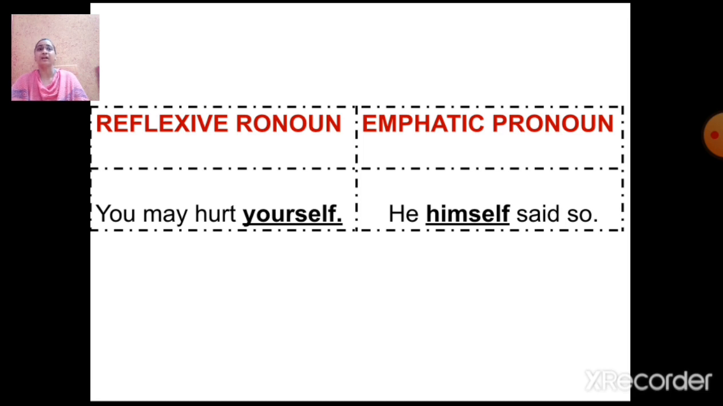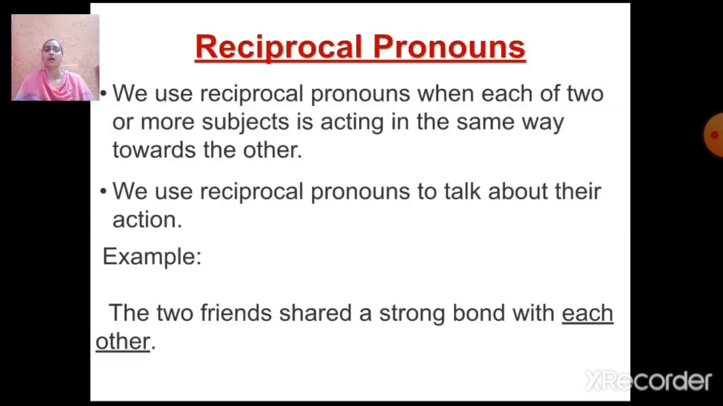Now, in emphatic, he himself said so. Now, if I remove himself, then the sentence will be he said so. Now, this sentence makes complete sense, right? Now, when we say he himself said so, it means we are giving more stress, we are giving more emphasis. So this is emphatic pronoun.